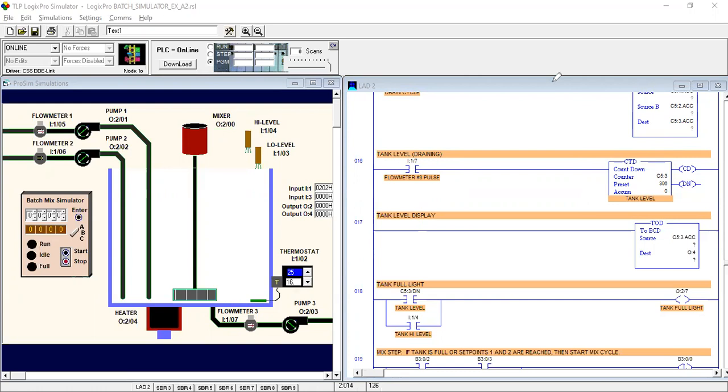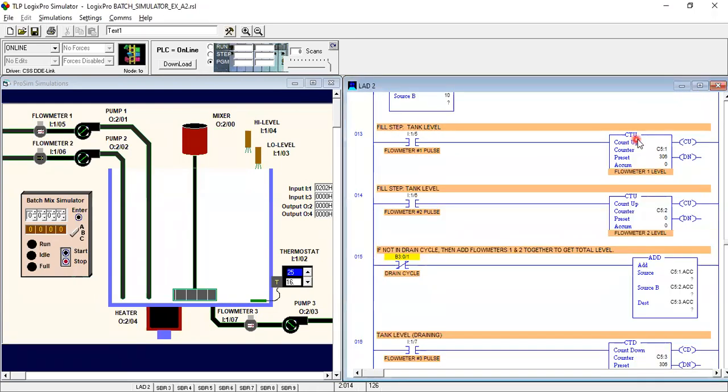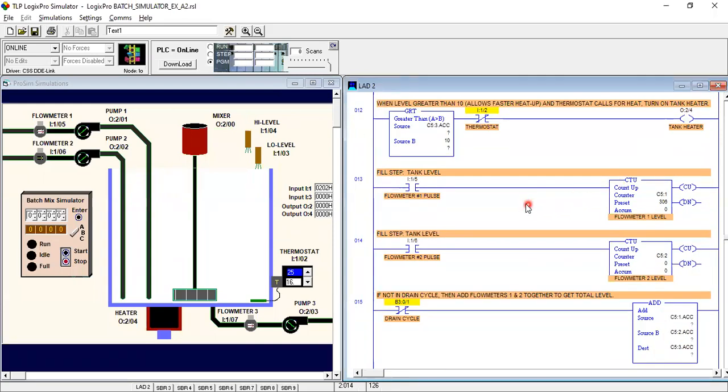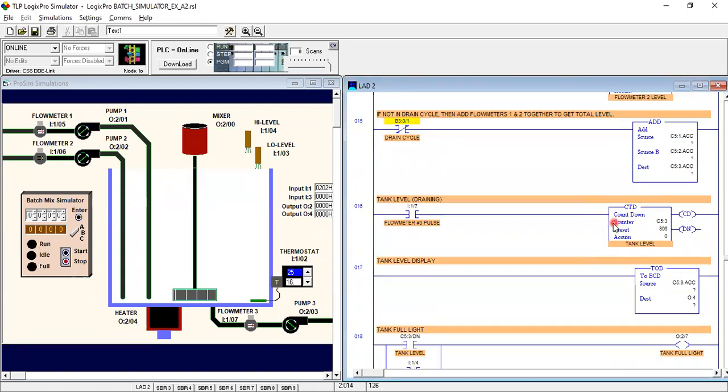Here you can also see this is our CTU, counter up. We have to use the counter up for flow meters 1 and 2, and for flow meter 3 we have to use counter down. After draining the liquid from the tank, it will reduce the values. When your value has reached over 360 after filling the tank, it will reduce.